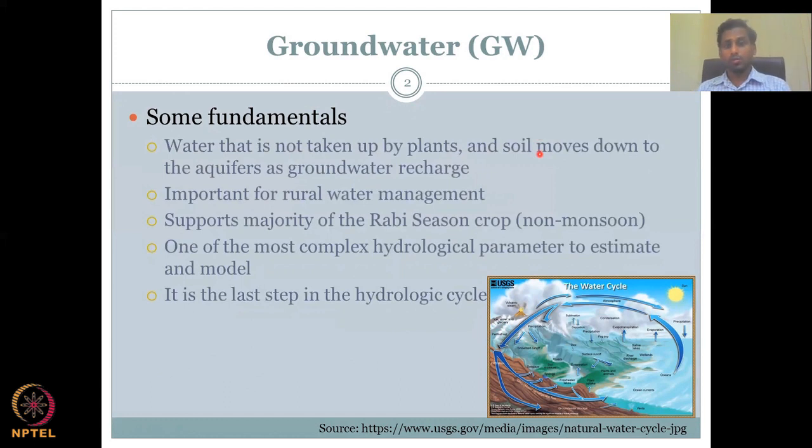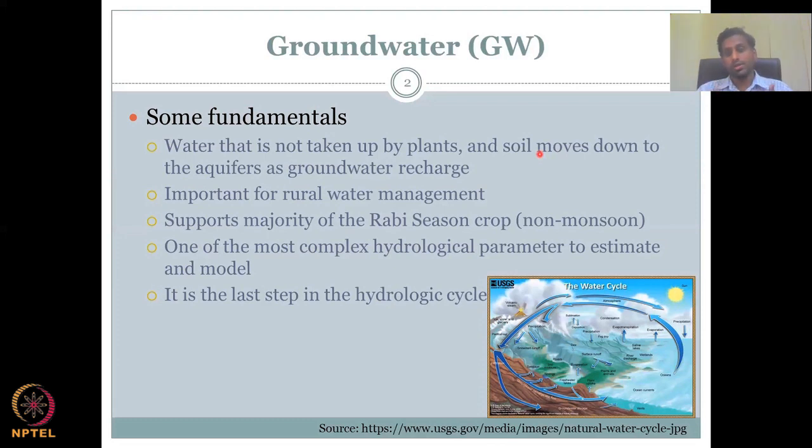So some fundamentals: water that is not taken up by plants and animals and soil moves down due to gravity into the soil profile. And after some more movement due to gravity and percolation, it goes into the groundwater storage. That movement of water into the groundwater storage is called groundwater recharge. It is very important for rural water management because during your non-monsoon irrigation season, where there is no rainfall for watering the crops, most of the water is taken from groundwater.